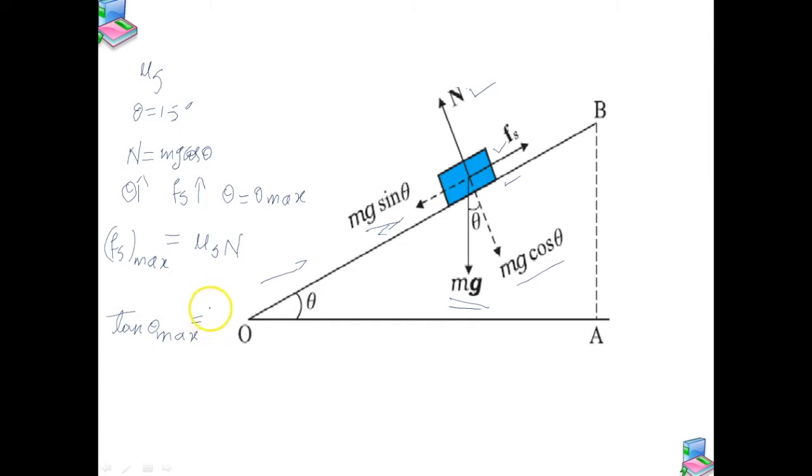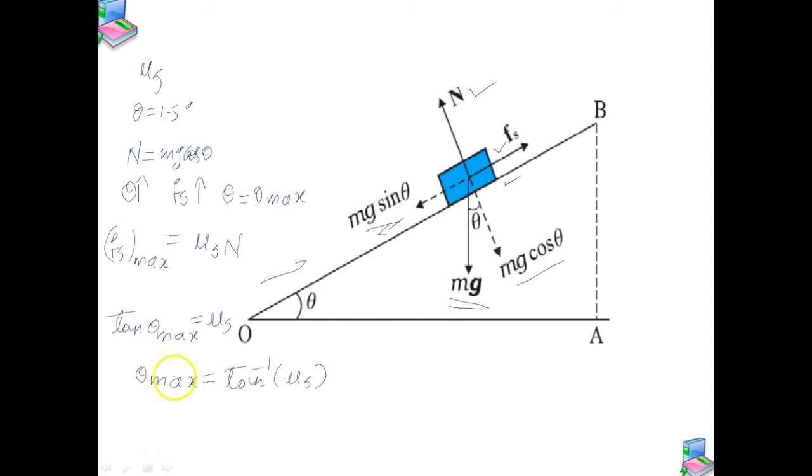So we can write tan theta maximum is equal to mu s. In other words, theta max will become tan inverse of mu s, isn't it? When theta becomes just a little more than theta max, there is a small net force on the block and it begins to slide. Note that this theta max depends only on mu s and it is independent of the mass of the block.